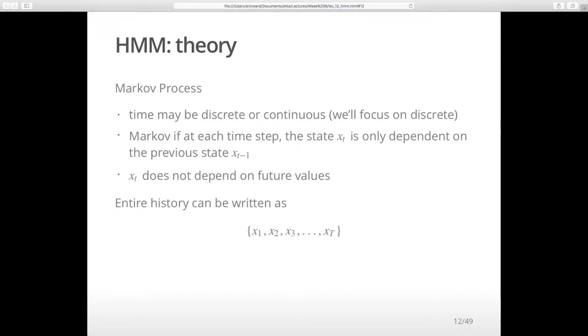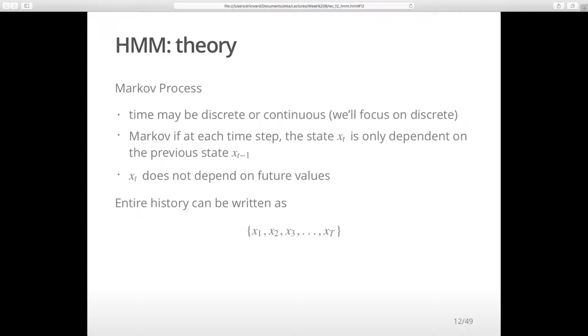Time in HMMs can be discrete or continuous, but for the sake of this class, we'll be really focusing on the discrete case, which is analogous to all of the other types of state space models that we've dealt with in this class so far. And what's important here is that, as we're iterating through our time series, the value of the process or the state at time t, x sub t, doesn't depend at all on future values. It only depends on what happened in the past, especially what happened the time step before.